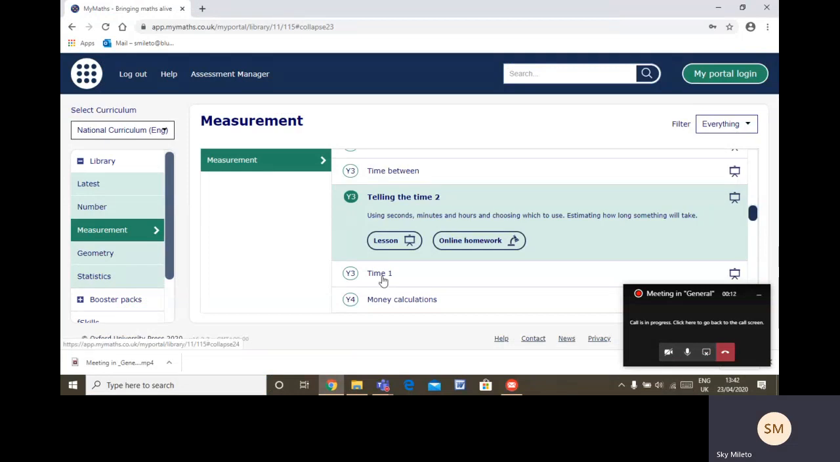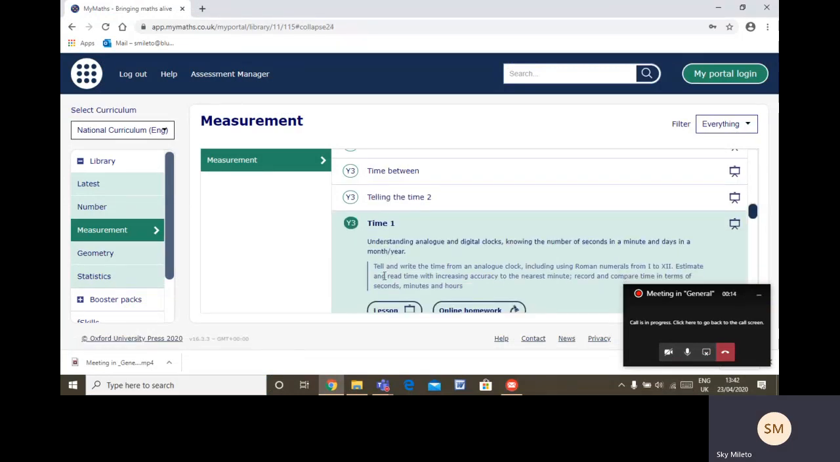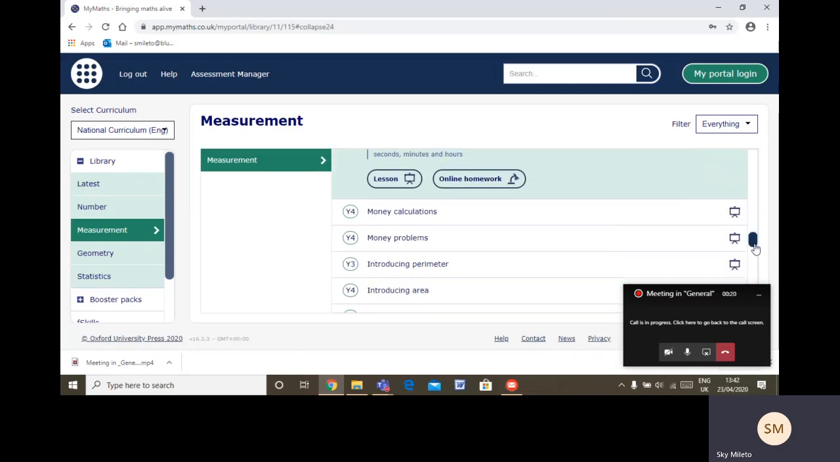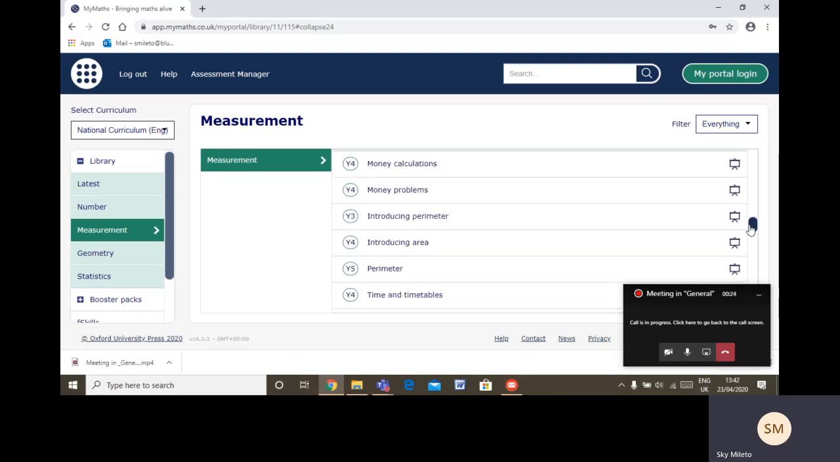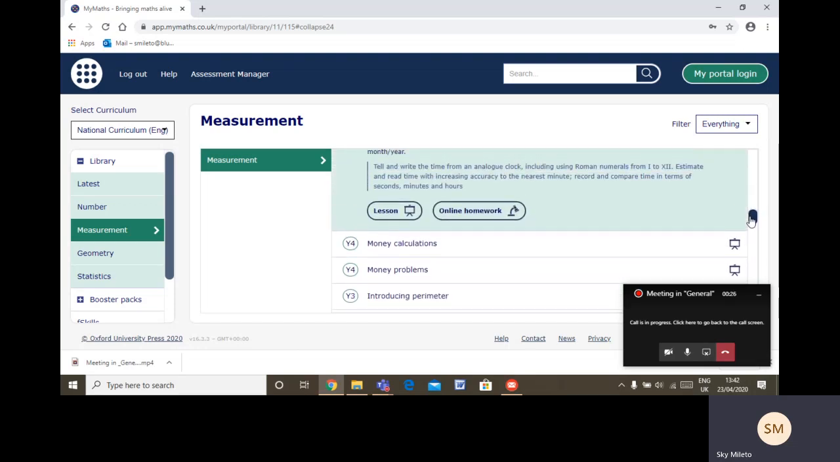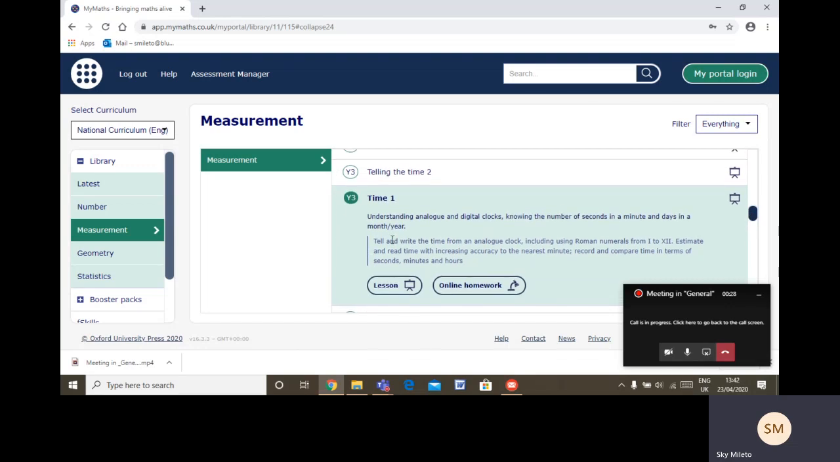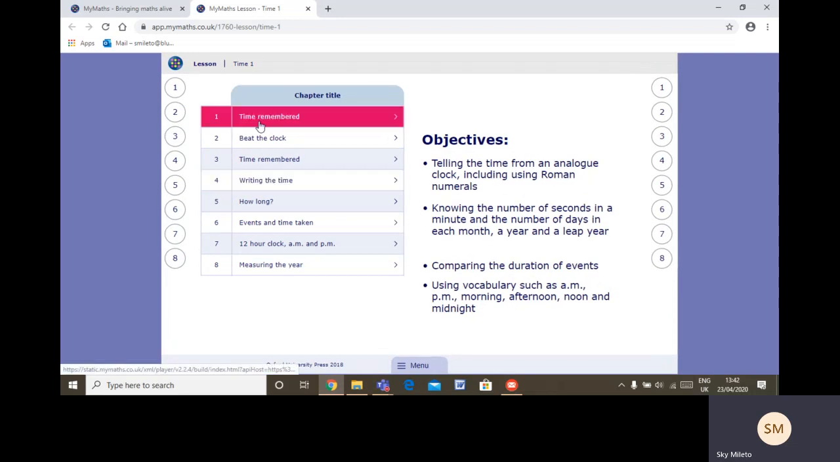Today we're going to have a look at time one. We'll also be having a look at time two, which is year 4 work on Friday. So that will be interesting for you to have a little look at. But today, time one, year 3 work. Let's get going. Remember to have the lesson up next to you, the screen if you want to, or you can have a look through the lesson afterwards, and you must complete the homework.